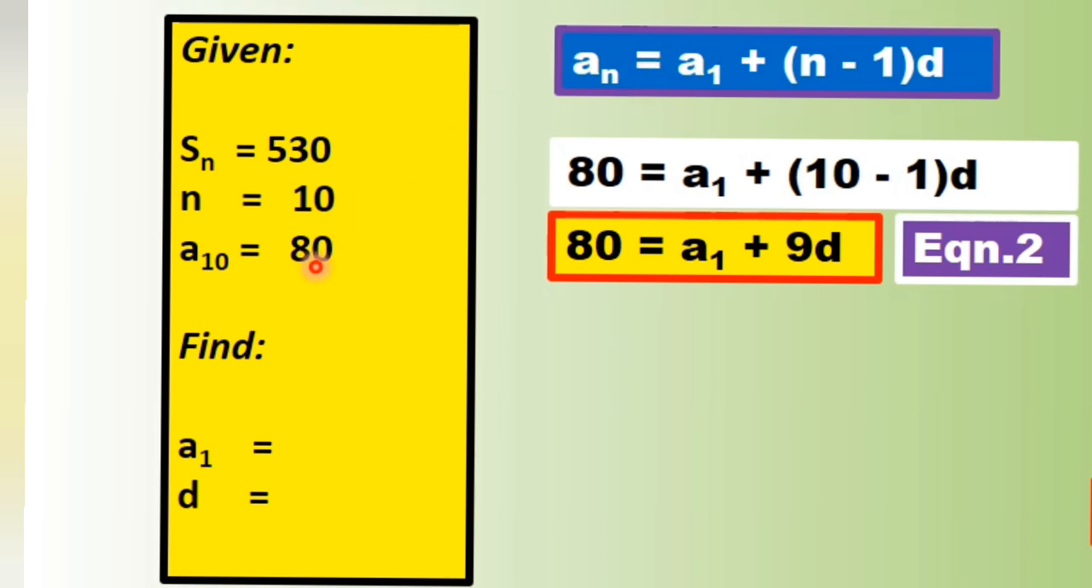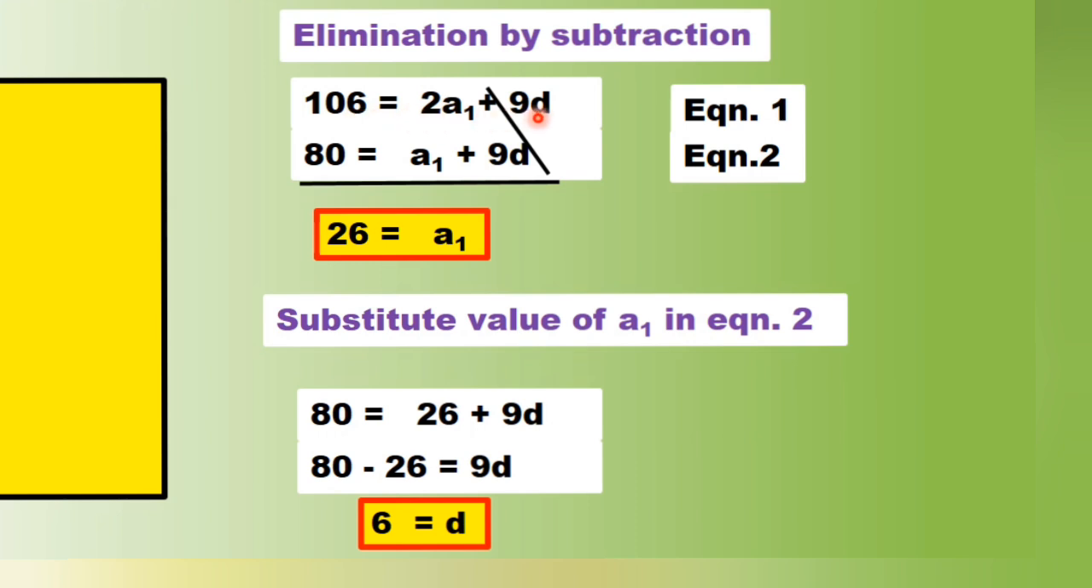And then, substitute this value in this formula. A sub n, or the last term, is 80. A1 is unknown, the number of terms is 10, and D is unknown. Solving for this equation, we have 80 equals A sub 1 plus 9D. So, this is equation 2. This is equation 1 and equation 2.